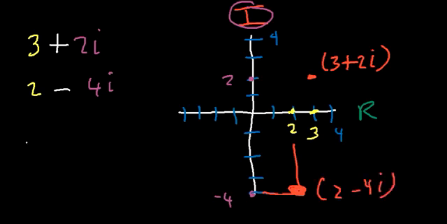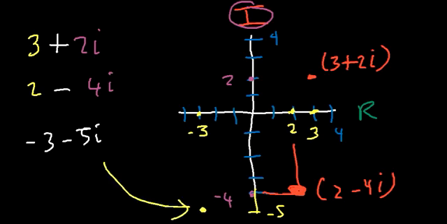So let's say we want to plot negative 3 minus 5i. So negative 3 is over here, and negative 5i is down over here. So those 2 points meet in that direction. So that's how you plot it. Just keep in mind the real axis is like the x-axis, the imaginary axis is the y-axis, and you plot it as an ordered pair.